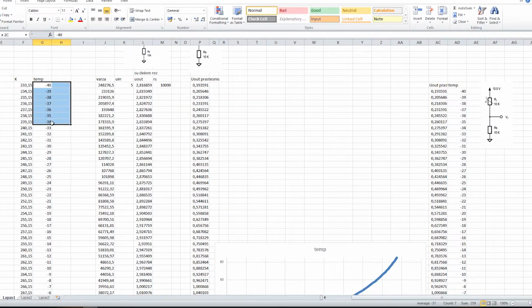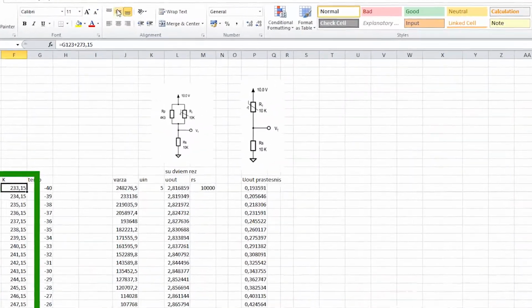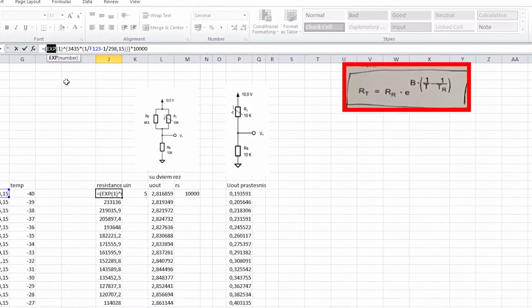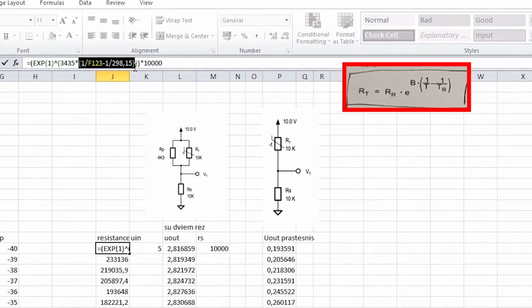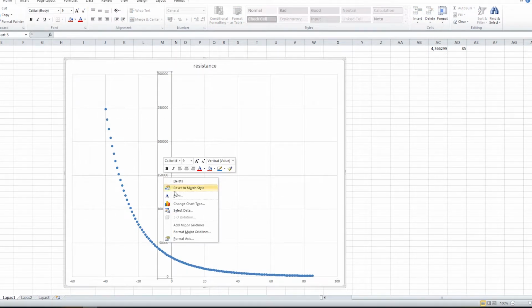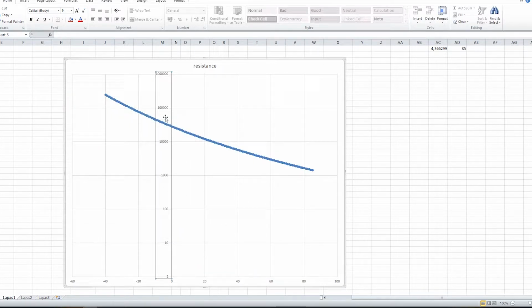Now, all we need is to do some maths in Excel. I chose temperature from -40 to 85 Celsius. I calculated it in kelvins. Then, using the formula, I calculated the resistance dependence on the temperature. Here, I have depicted the resistance dependence on the temperature in this graph. To see a better distribution of points, I have put the resistance in a logarithmic scale.